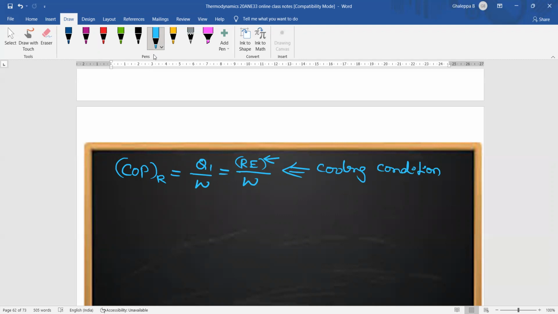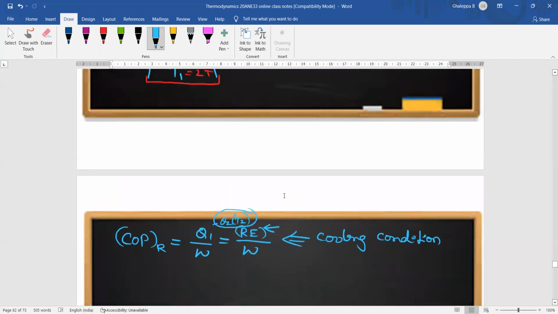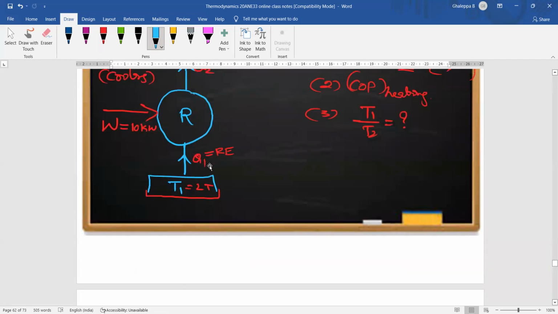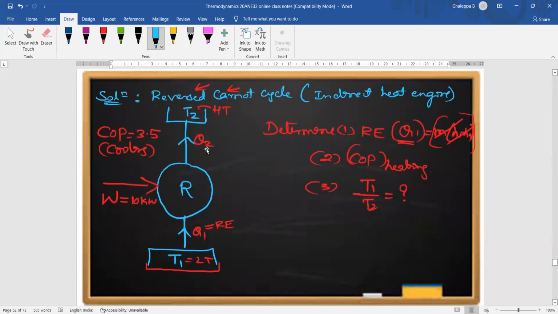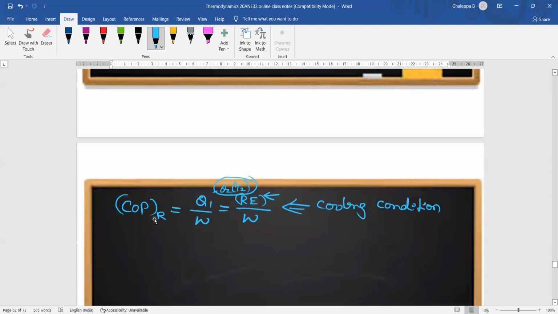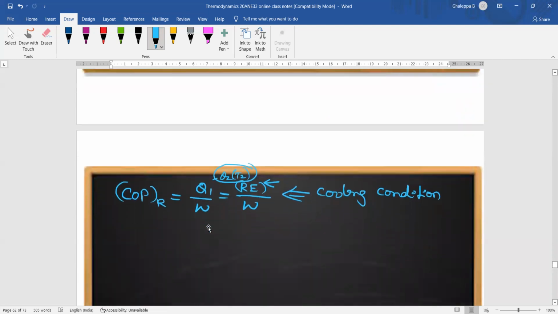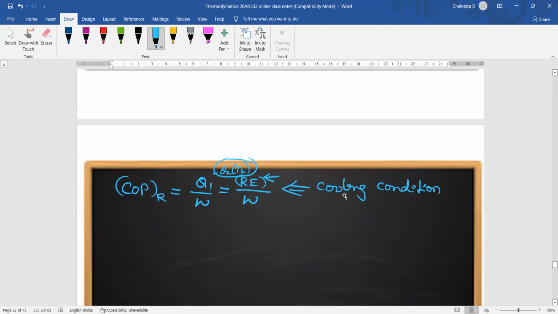When you take the high temperature heat reservoir, for example Q2, Q2 is related to the high temperature reservoir T2. In that case, it becomes the heating reservoir. I am saying it is the cooling condition because Q1 is related to low temperature, so the cooling effect is taking place. It is absorbing heat from the low temperature reservoir. Q2 is related to the high temperature reservoir, so it is the heating effect. For that reason, COP of refrigerator is Q1 by W. The same formula you can write as Q2 by W, no issues, but that is for the heating condition.